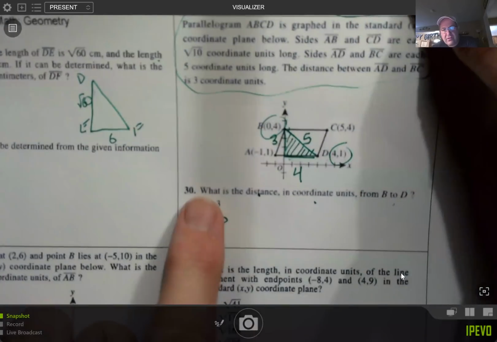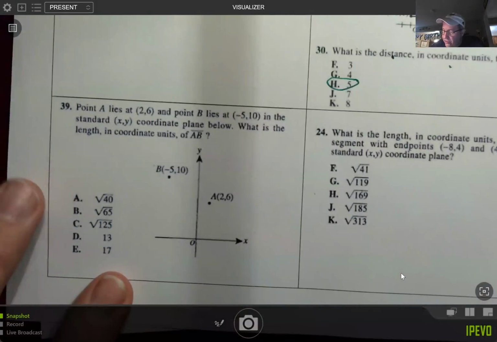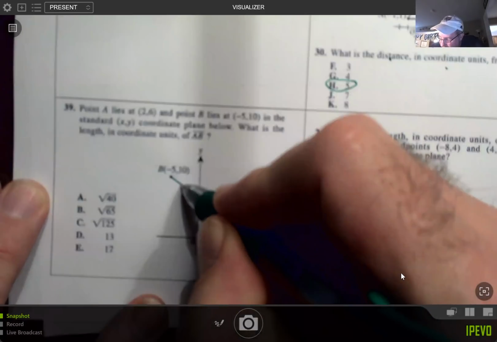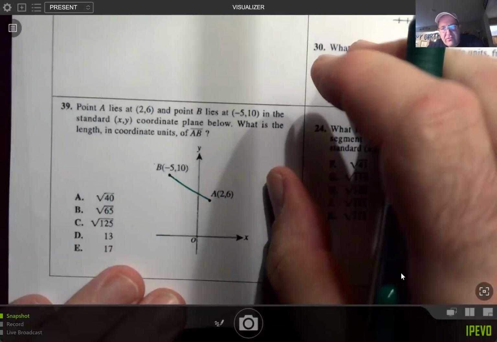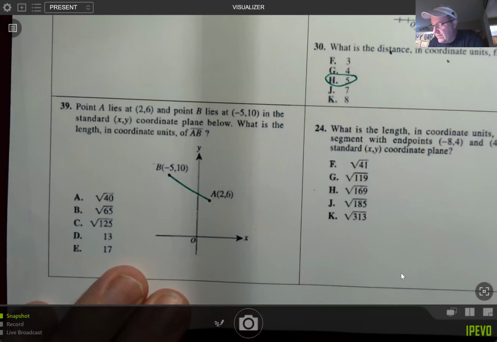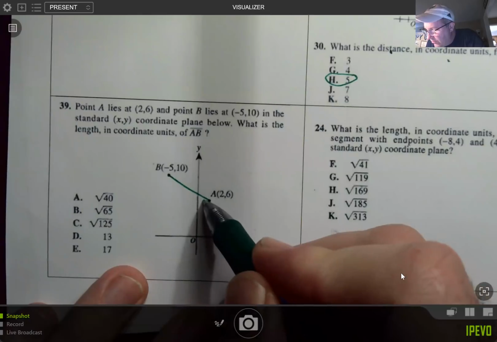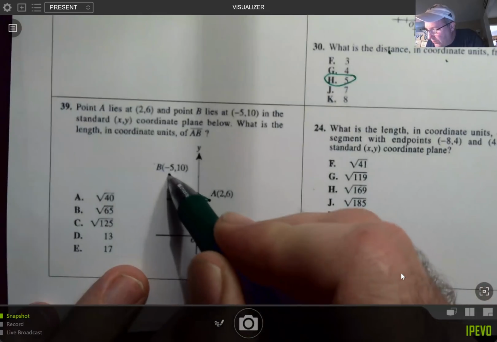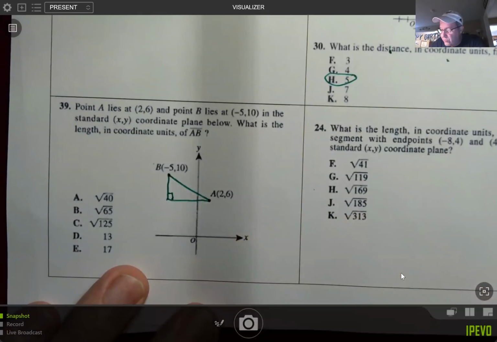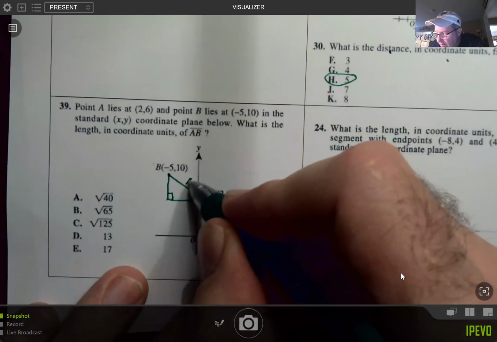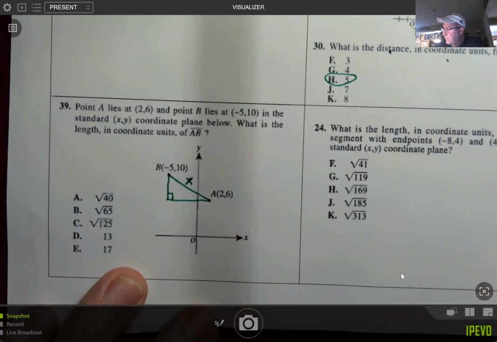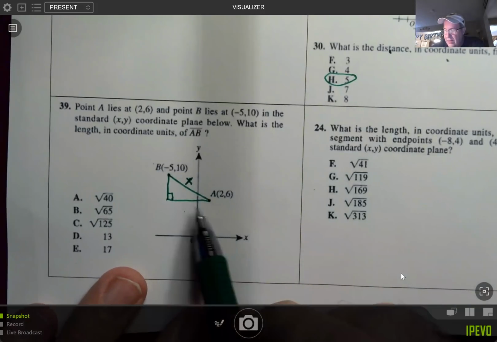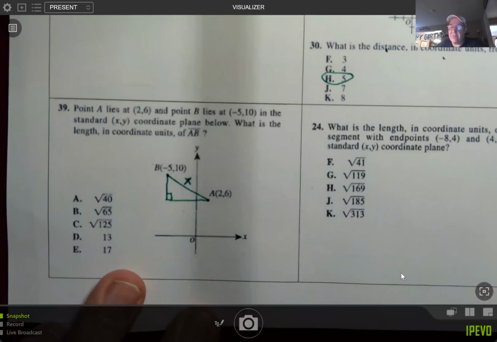Okay, let's try 39. Now notice this was like number 30, so that's up there a little bit. This is number 39. Again, they give you a graph, and they want you to know how far it is from A to B. But my recommendation is don't do the distance formula. Instead, draw yourself a right triangle. Okay, we're trying to figure out how long this side is. So I'm going to give you a minute to come up with these 2 sides and to do the Pythagorean theorem. I think this one you have to do Pythagorean theorem.